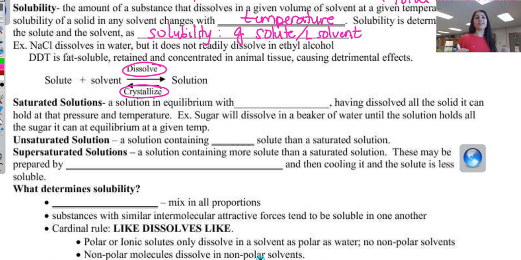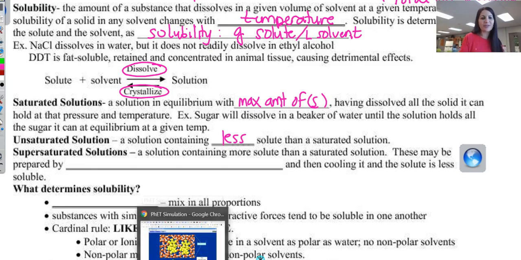So there are what are called saturated solutions. A saturated solution is a solution in equilibrium, basically holding the maximum amount of solid that it can. So it has dissolved all of the solid that it can hold at that particular pressure and temperature, okay? Now, if it's an unsaturated solution, then it's simply a solution that contains less. That's pretty easy compared to when it's saturated. I'm going to show you this in just a second. Then the question is, what is a supersaturated solution?